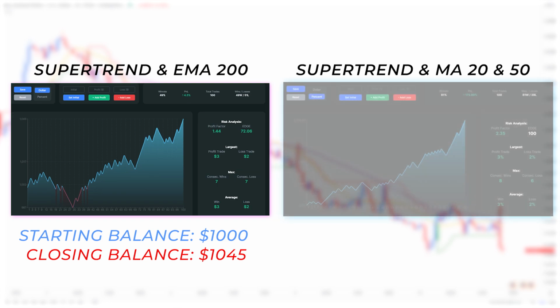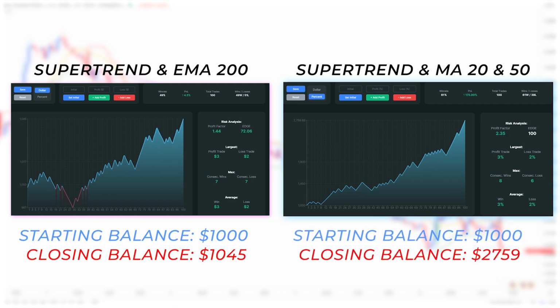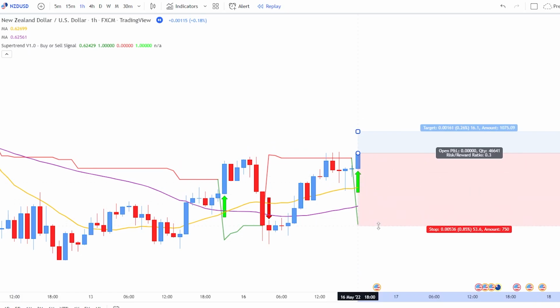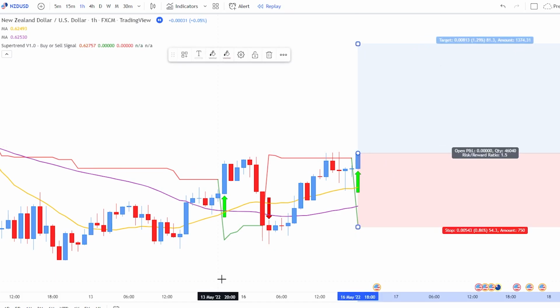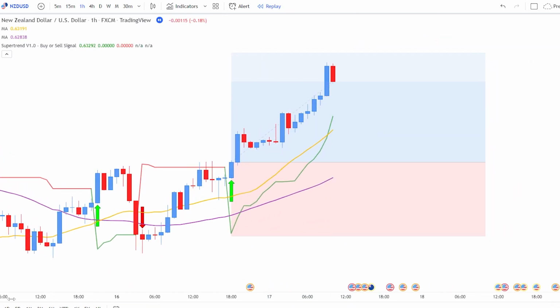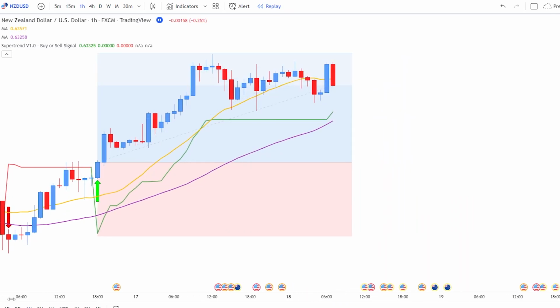However, if you take a look on the right side, once I added moving average 20 and 50 with a starting balance of 1,000, we managed to close the account with $2,759 in total profit. Therefore, the results are speaking for themselves. I actually recommend you to backtest the Supertrend Indicator on a variety of the markets and different currency pairs and see if you can develop even a better strategy around it. Or feel free to use my updated version and let me know how it went out for you.